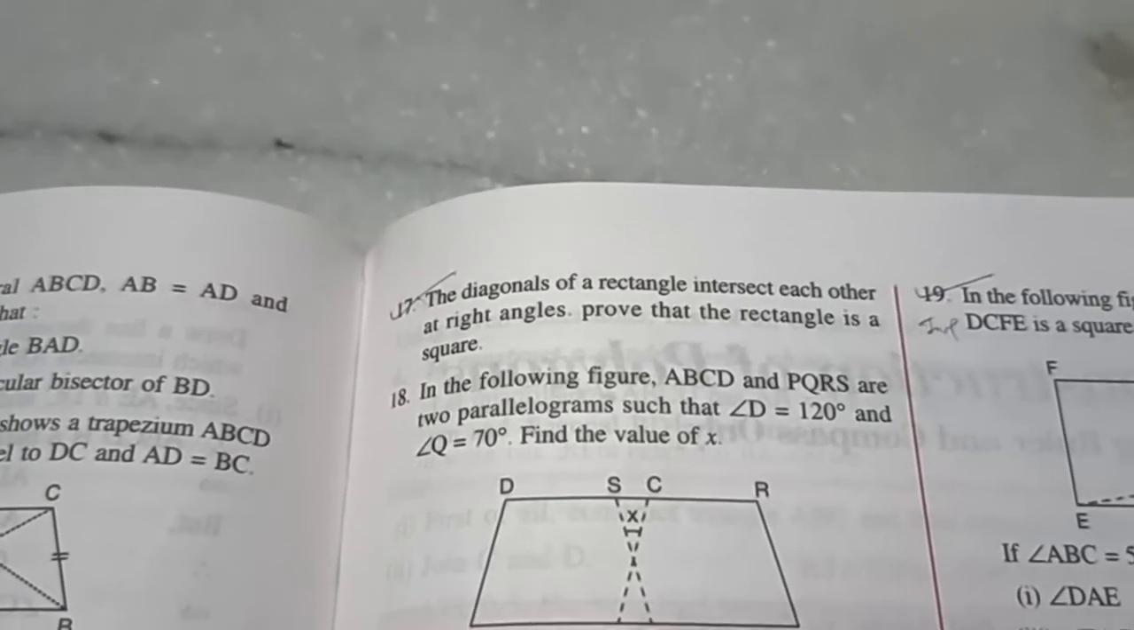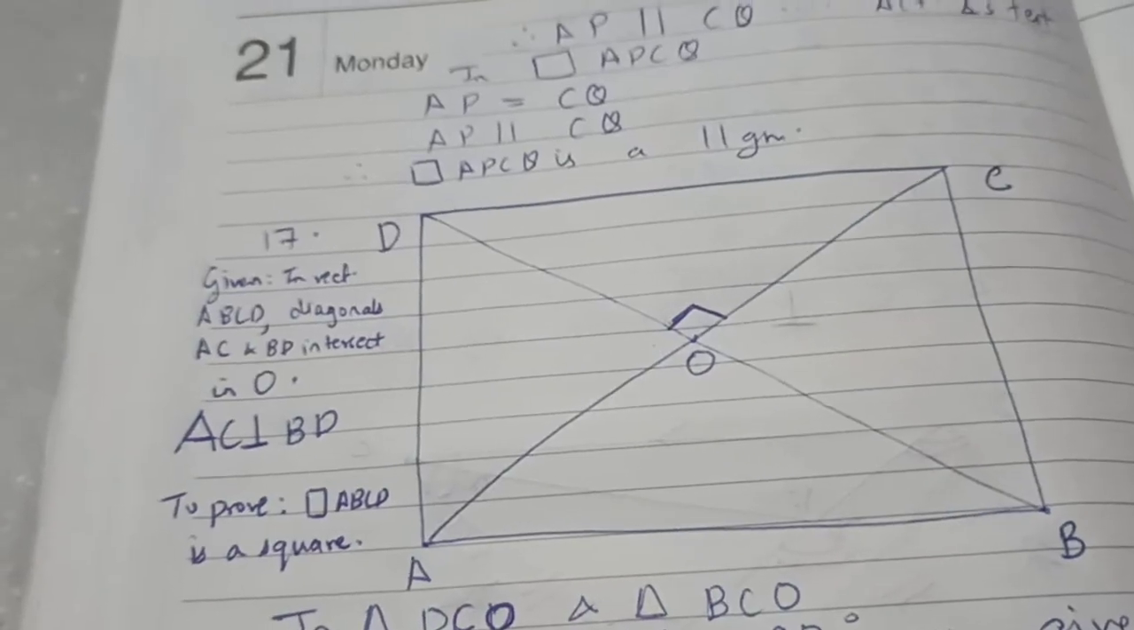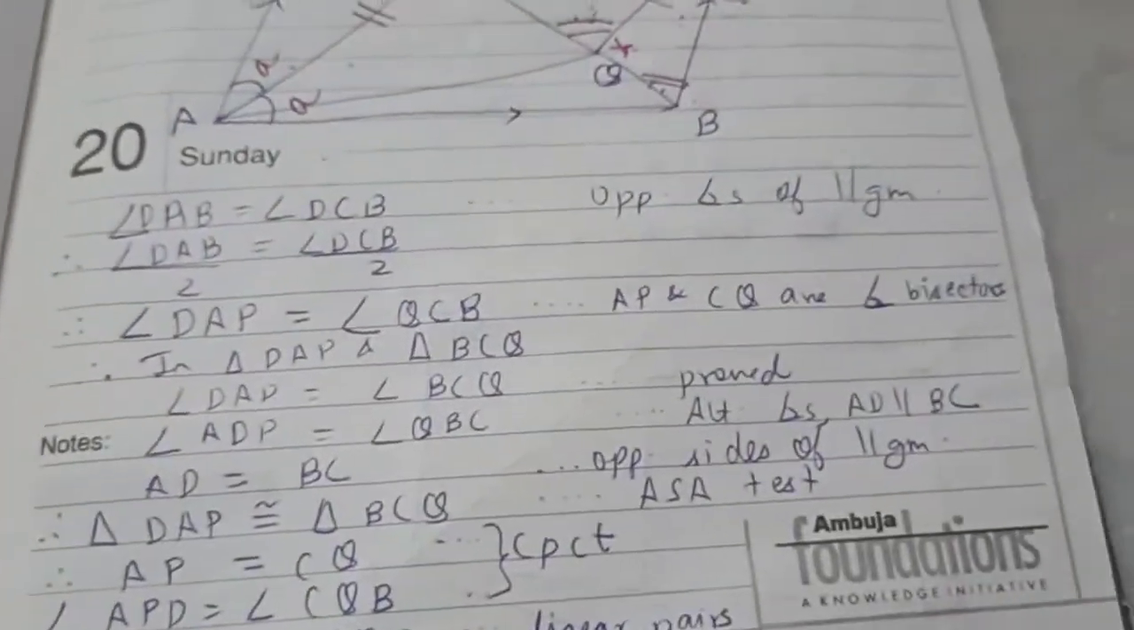Next is 17 sum. Now here the diagram is not given. So here's the diagram. But before that, the steps of the previous sum. Here they are.